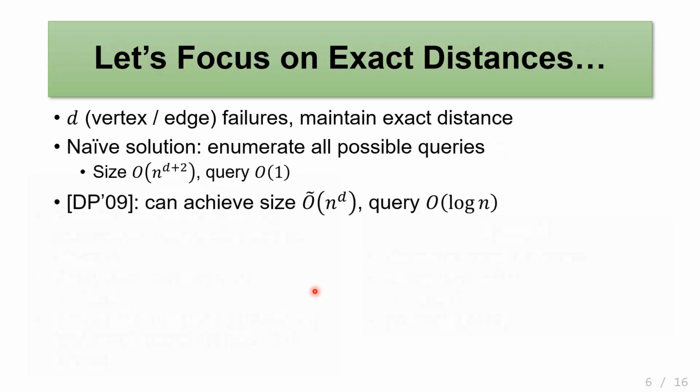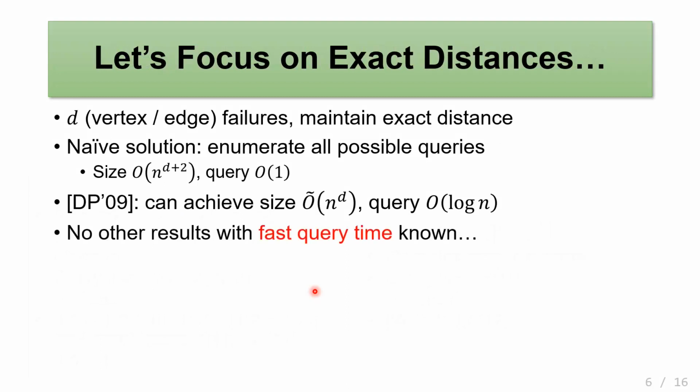Duan and Pettie observed that the dual failure oracle can be used to achieve size tilde O n to d and query time O log n. Basically, you enumerate the d minus 2 failures, and then for each such set of d minus 2 failures, you remove them from the graph and you build a dual failure oracle in the rest of the graph. You use the dual failure oracle to deal with the remaining 2 failures. So the total size is n to d minus 2 times n squared, which is n to d, and query time is O log n.